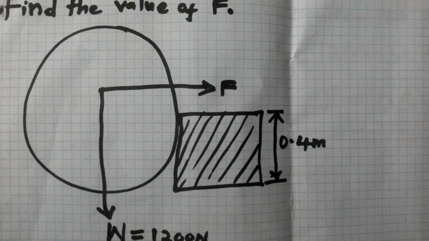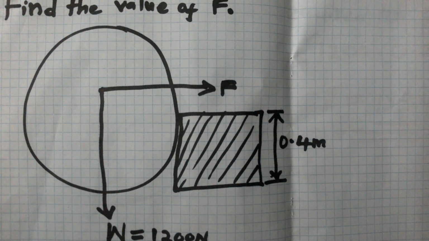Now the question reads, the figure below shows a wheel of mass 120 kg and radius 1.2 meters being pulled by a horizontal force F against a metal block of height 0.4 meters. Calculate the initial force F, which is just sufficient to turn the wheel so that it raises over the metal block.